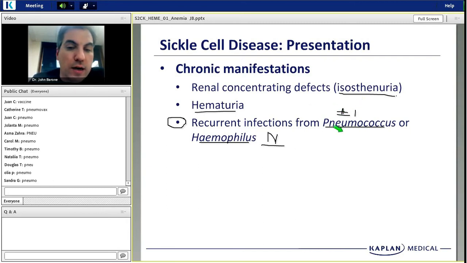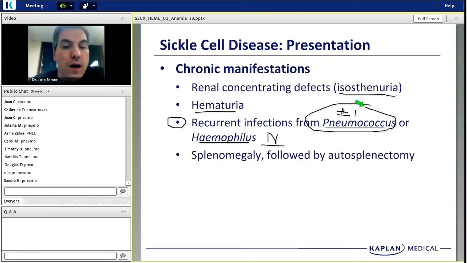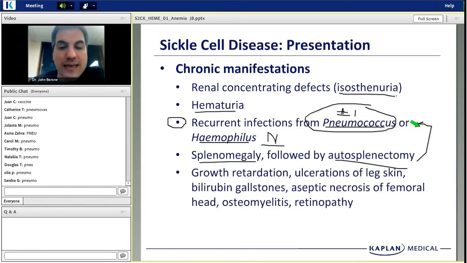Number one killer of sickle cell. Because once they lose their spleen, they get strep pneumo, very common, and it gets septic and it kills them. So make sure you do the Pneumovax. All right, now again, the spleen will first get big because it's trying to eat the cells, but then it gets destroyed, and that's why you get all these infections, because you get autosplenectomy.